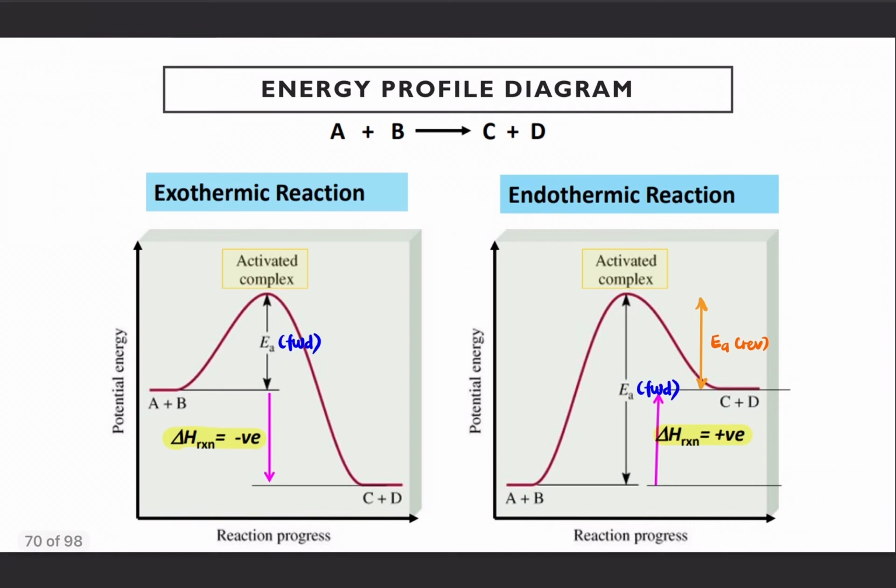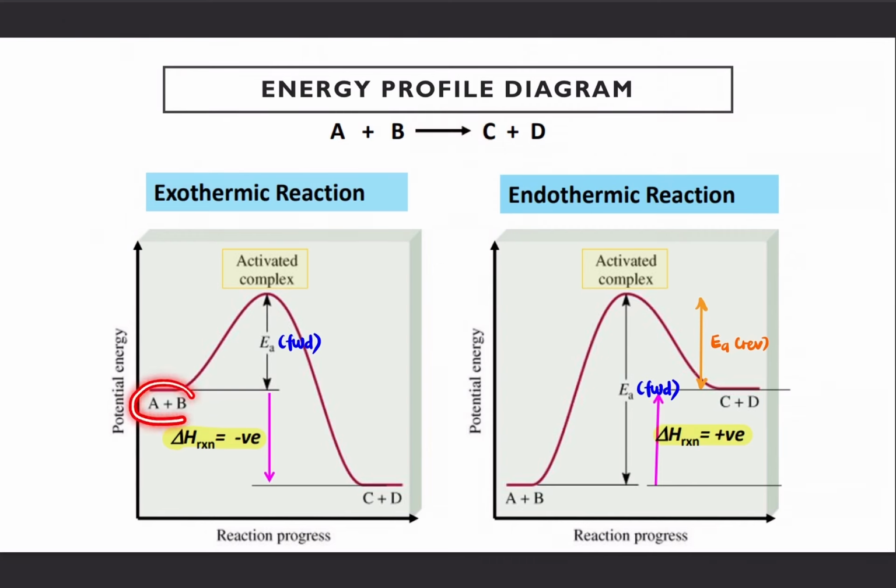Right, so now we're going to get to know the two types of reactions that we have and how you need to know how to draw their energy profile diagram. Let's say we have this general reaction. If your reaction is an exothermic reaction, meaning this forward reaction will release heat, so delta H is negative. Okay, so look at this left energy profile diagram.